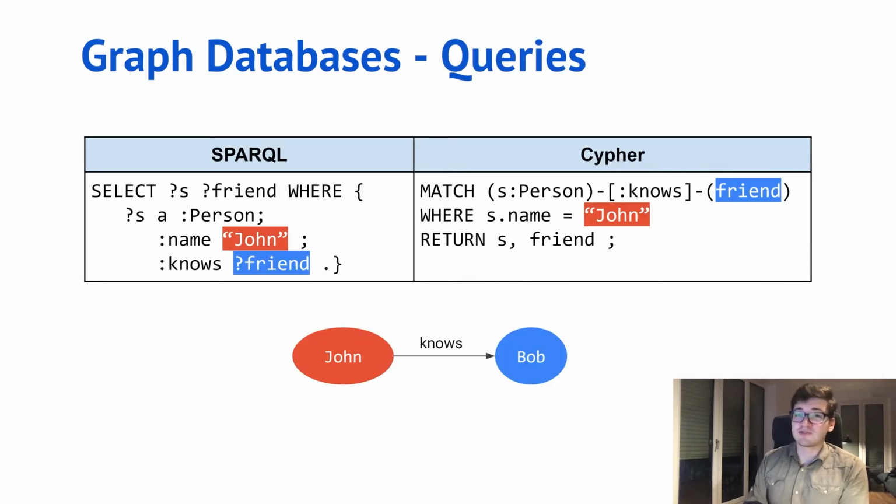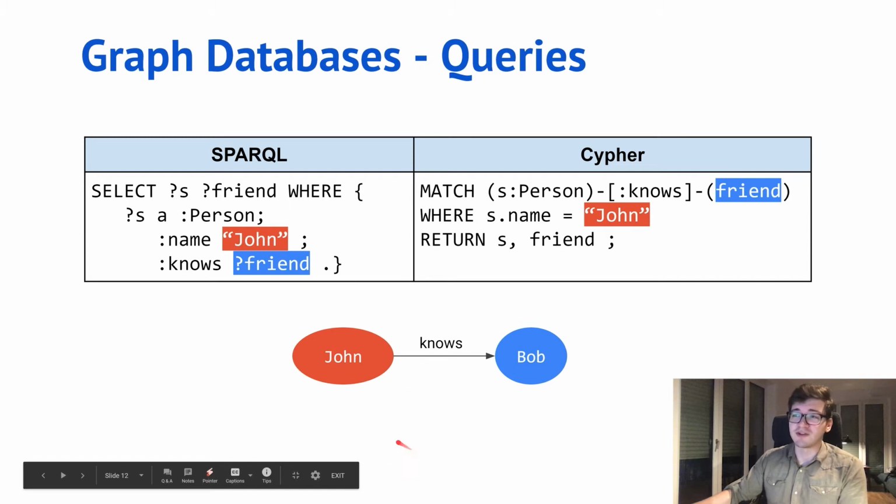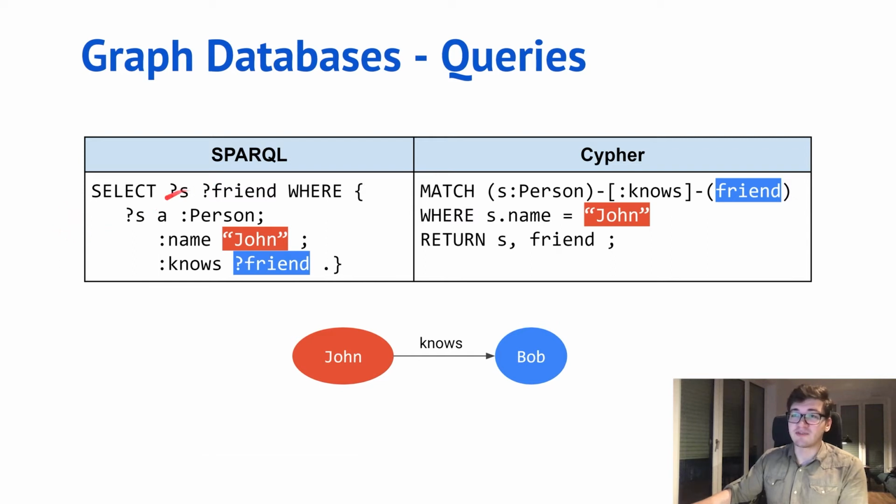It's a small example of a query: given the triple that John knows Bob, we would like to retrieve John and Bob based on the relation knows. In SPARQL, it will be this basic graph pattern where we look for S and a friend. So S is the person, and he knows somebody who turns out to be Bob. And then in Cypher, the format is a bit different, but the result is pretty much the same.